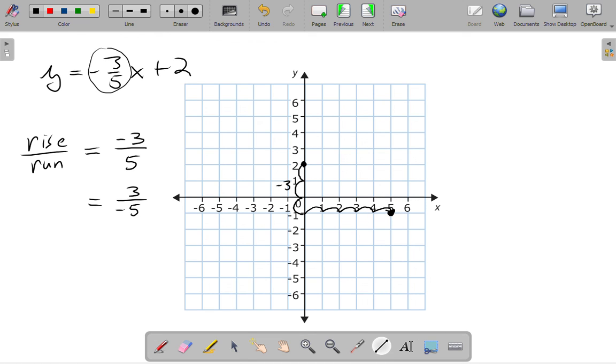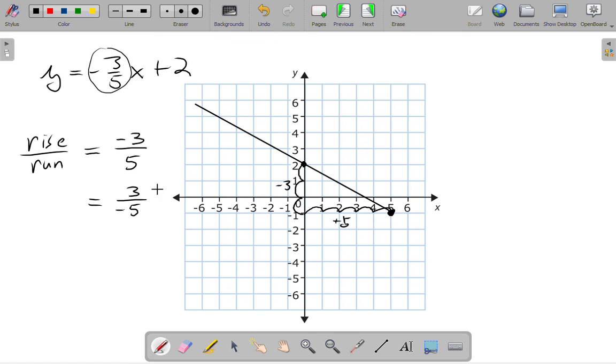And really, 2 points is enough. Once I have 2 points, I can connect them, and I have my line. Okay, so that was a 5. So negative 3, positive 5 is the slope of the line. And that's what the line looks like.